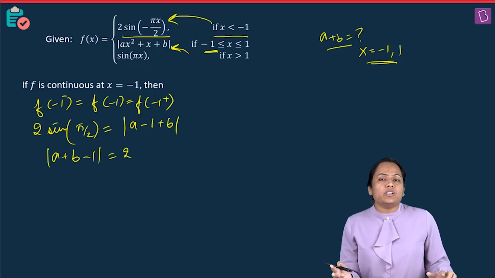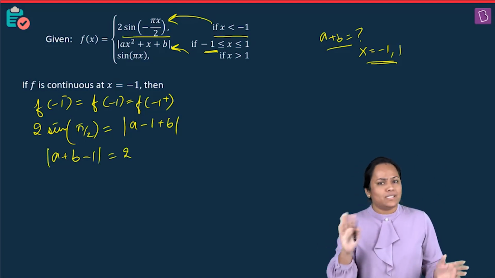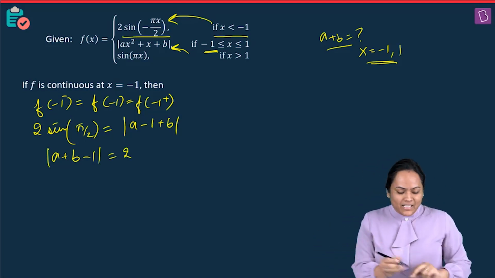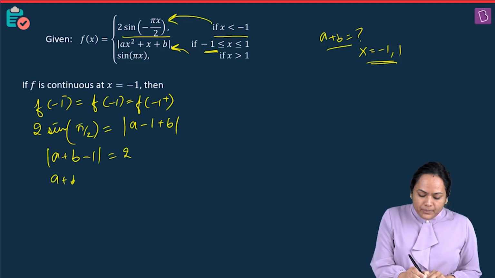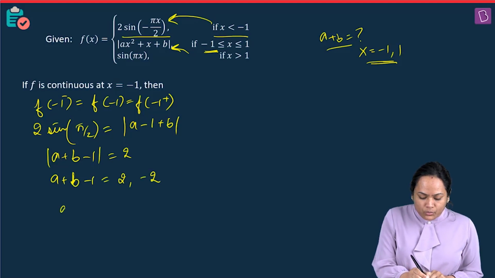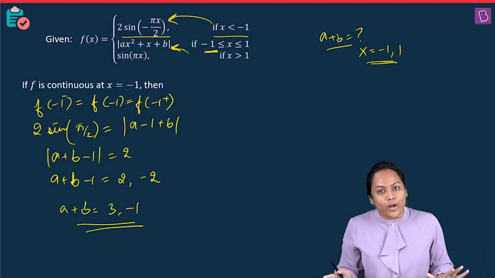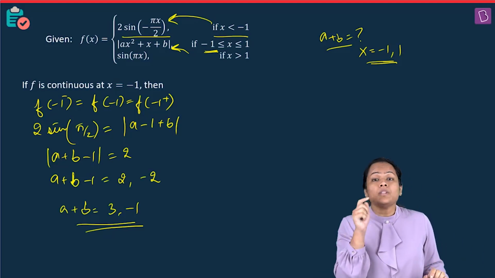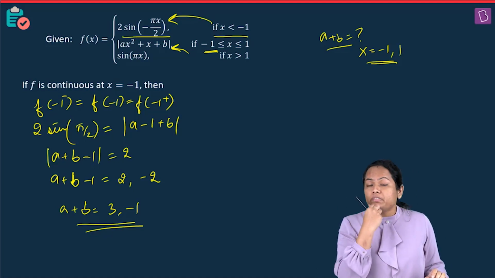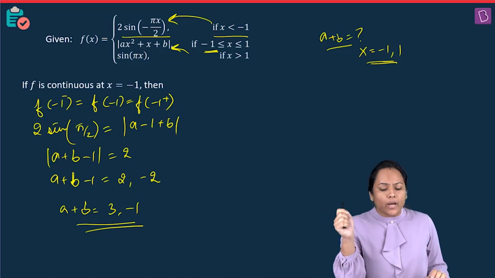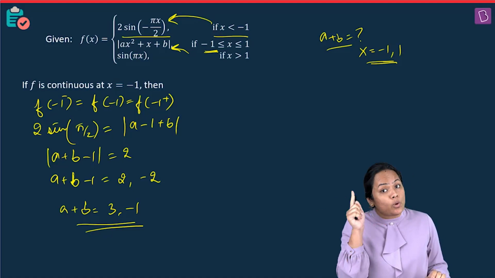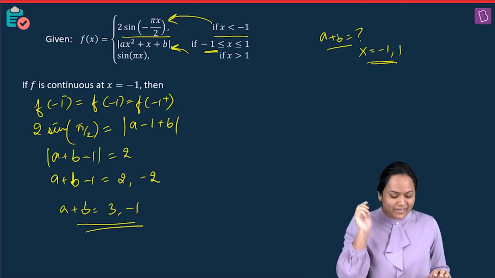And when I remove modulus, what will I get? Plus minus sign on the right hand side, right? So it's going to become a plus b minus 1 is equal to either 2 or minus 2. So from here, actually, I'm getting two values of a plus b, which are 3 and minus 1. Okay. Now what? Which of these two should we take? Well, we don't have to worry. We have to check continuity at x is equal to 1 also, which is left, right?